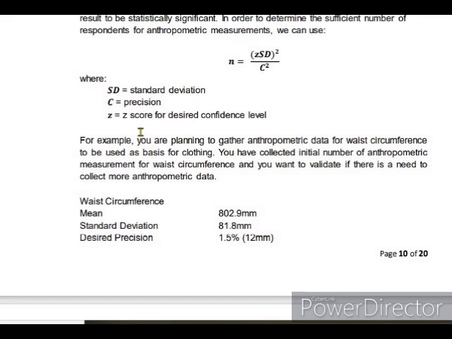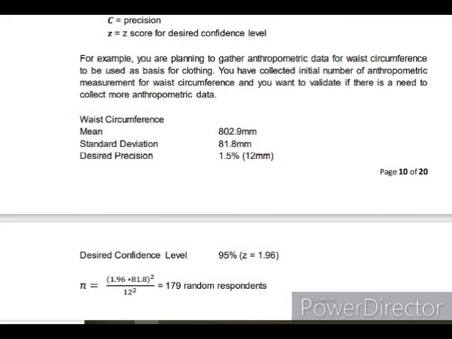So what is precision? Okay, so precision is the desired measurement that we want. So in this example, you will know that. Okay, for example, you are planning to gather anthropometric data for waist circumference to be used as basis for clothing. Okay, you have collected an initial number of anthropometric measurements for waist circumference, and you want to validate if there is a need to collect more anthropometric data. Okay, because sometimes we are left in the middle of nowhere if we have to get more or we have to stop. Okay, so this is what we need, to avoid being in that situation.